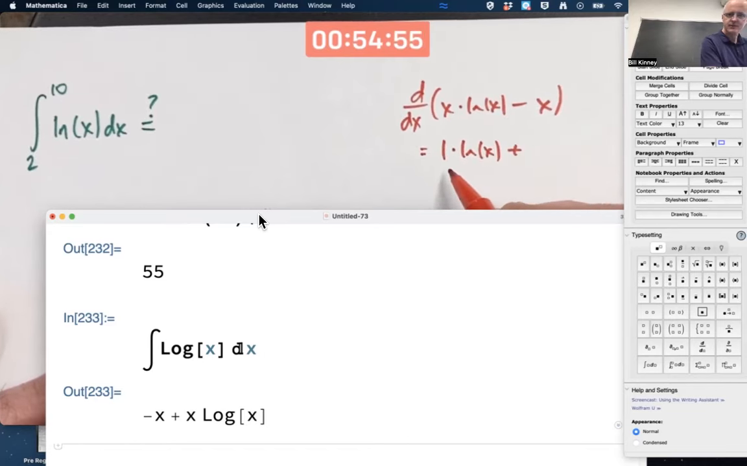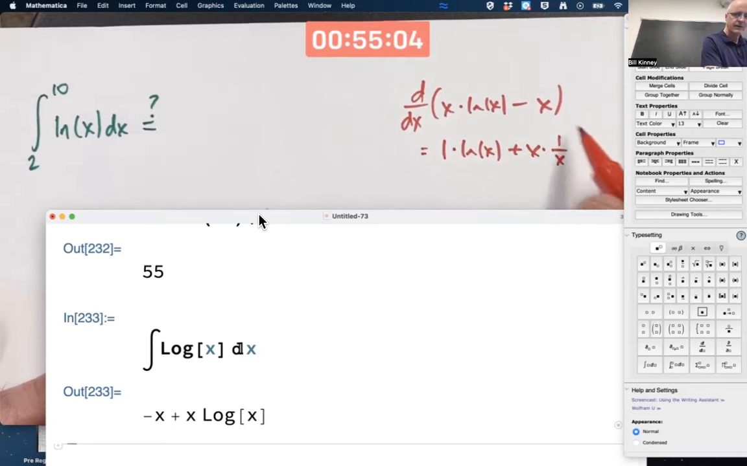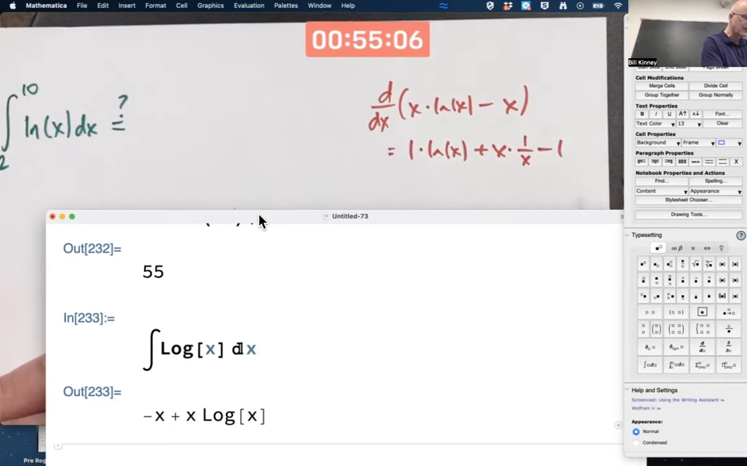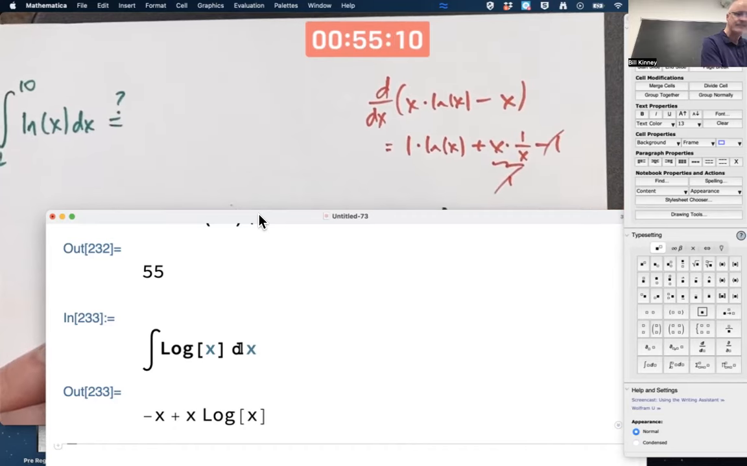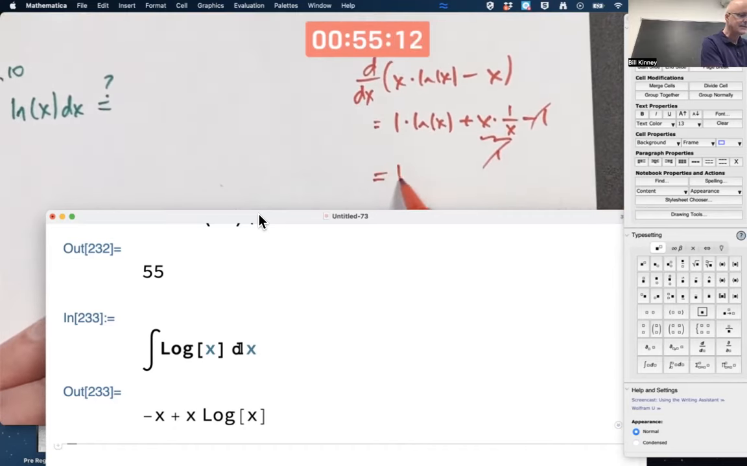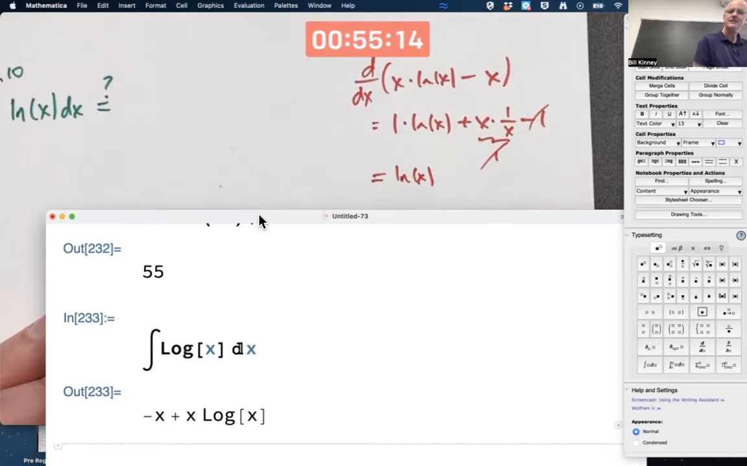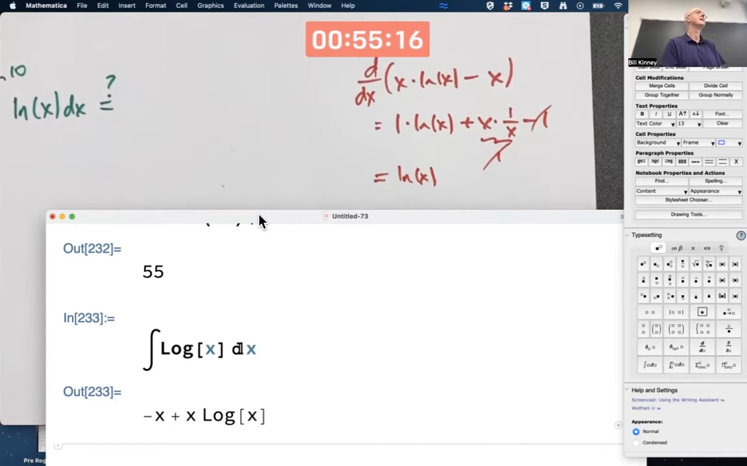So there's the derivative of the left times the right, plus the left function times the derivative of the right. The derivative of natural log of x is 1 over x. The derivative of minus x is minus 1. This simplifies to plus 1, and look, they cancel. Yay. It all simplifies to natural log of x, at least when x is positive. So we're in the domain of natural log of x.